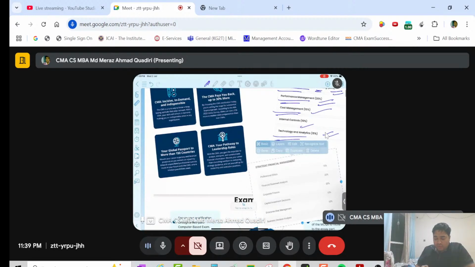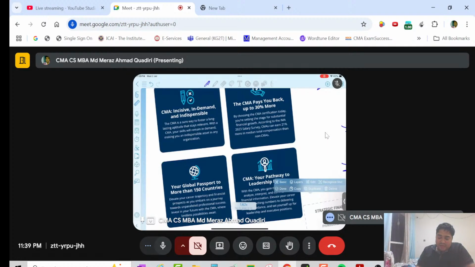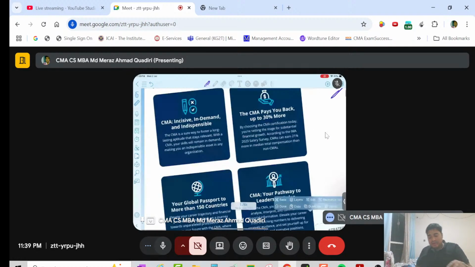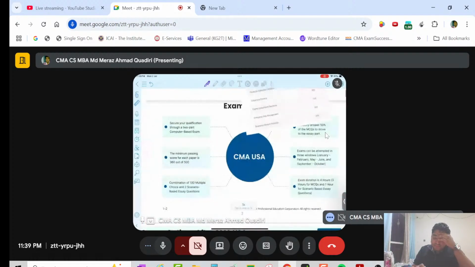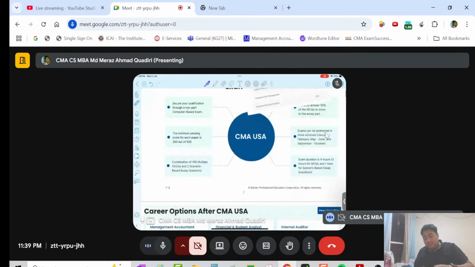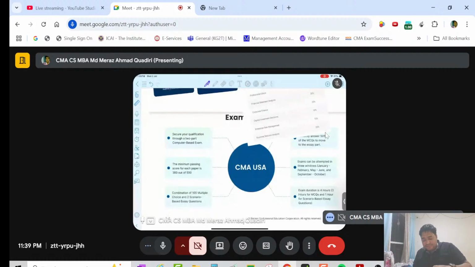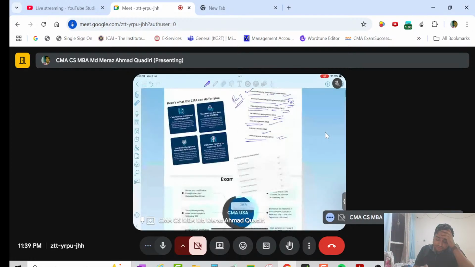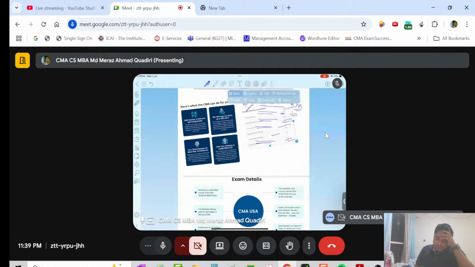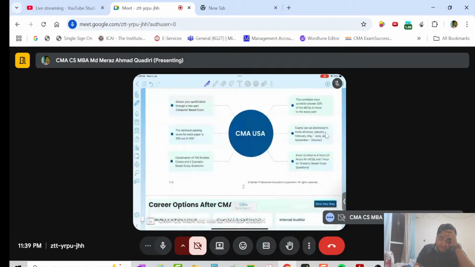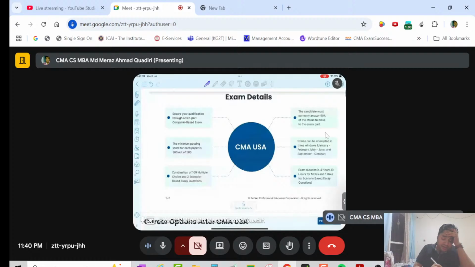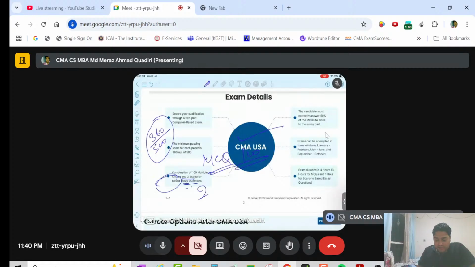Now, coming to the process of the exam. In the exam, each part has a different section. In each section, you need to score 360 against 500. It means there will be 100 MCQs, and two scenario based questions.